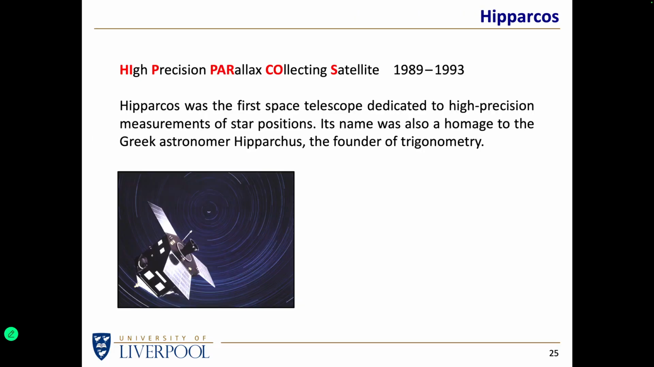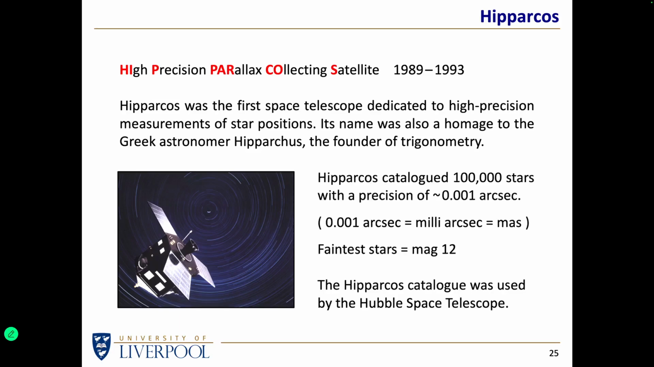The first satellite that tried to do this was Hipparchus. Its name is there at the top. It was a homage to the Greek astronomer Hipparchus, the founder of geometry. Back in the 1990s, it was measuring something of order 100,000 stars, the parallax of 100,000 stars, determined with a precision of order 1 milliarc second, 1,000th of an arc second. It did this for a whole range of stars down to a magnitude of approximately magnitude 12.